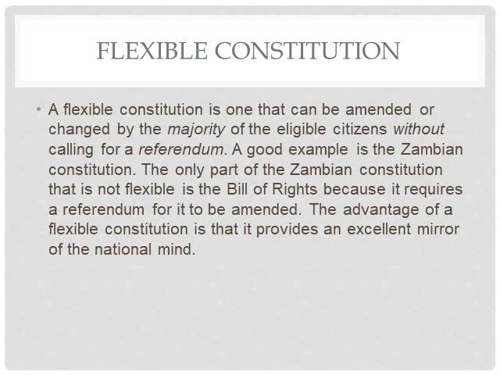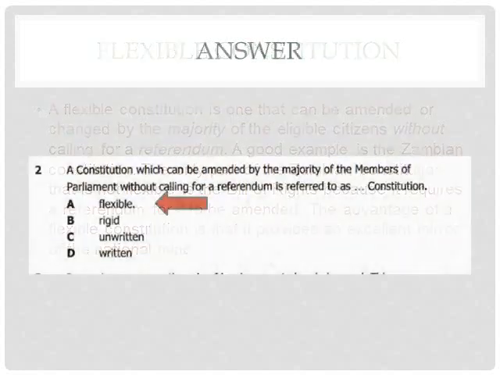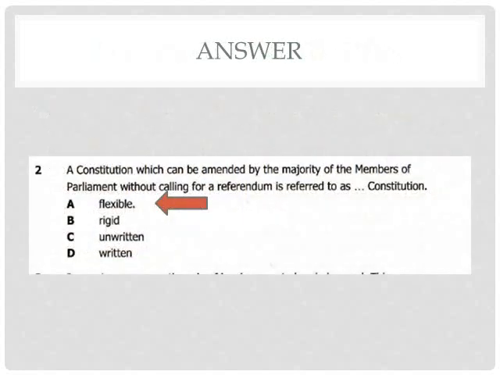Okay, so let's get to our answer, guys. Answer: a constitution which can be amended by the majority of the members of parliament without calling for a referendum is referred to as flexible. It's a flexible constitution. We can't say it's a written constitution because a written constitution can be flexible. So it's a flexible constitution.